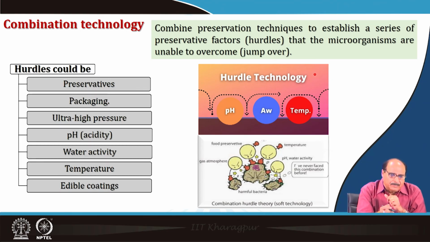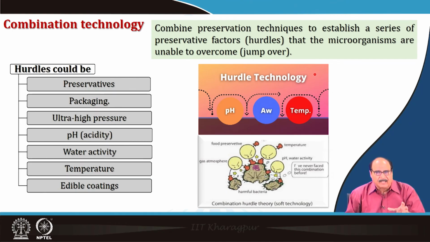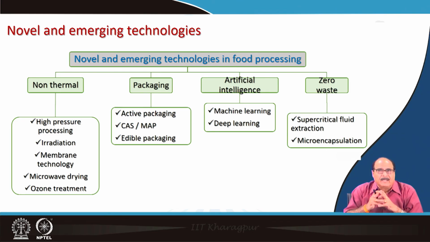So, various hurdles like preservatives, packaging, ultra high pressure, pH, water activity, temperature, all of these can be used in combination. Then novel and emerging technologies in food processing are mostly non-thermal technologies like high pressure processing, irradiation, membrane technologies, microwave drying, ozone treatment, etc. They have their use in fruit and vegetable processing. Packaging like active packaging, controlled atmosphere storage, edible packaging or edible coating. Then artificial intelligence, machine learning, deep learning, zero waste, supercritical fluid extraction, or micro encapsulation, etc. are some of the technologies which are used.